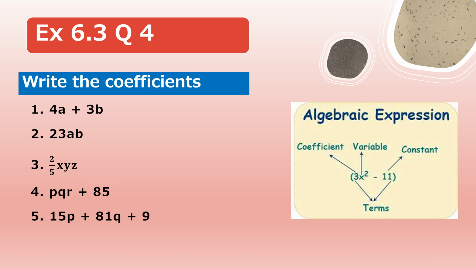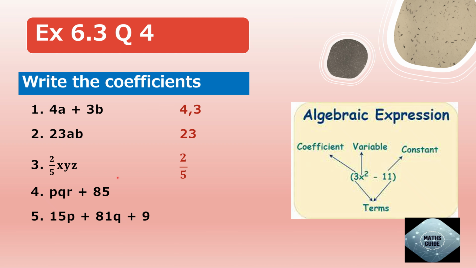Now exercise 6.3 question number 4, write down the coefficients. As you all know that coefficients are the multiplying factor of any variable. For example, in first expression 4 is the multiplying factor of variable a, so 4 is coefficient, and 3 is the multiplying factor of variable b, 3 is also coefficient. So in first expression we have two coefficients, 4 and 3. In second part we have only one term. In this term 23 is coefficient and a and b are variables.